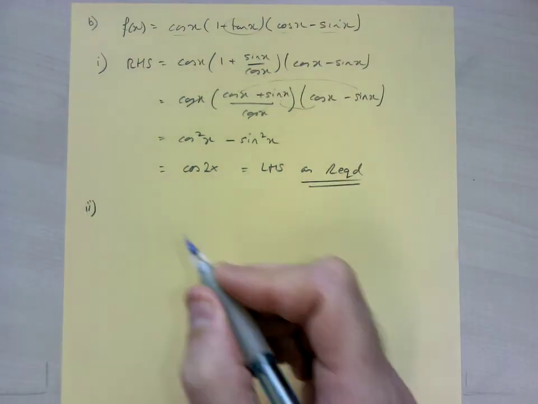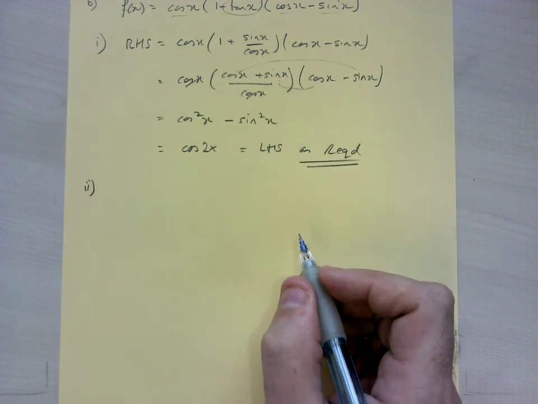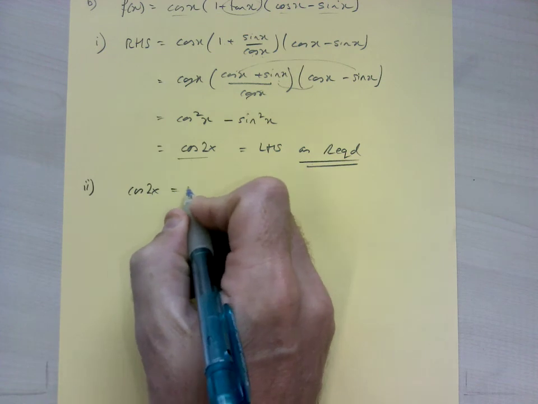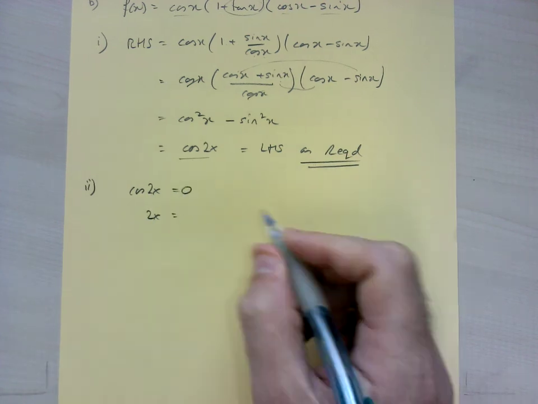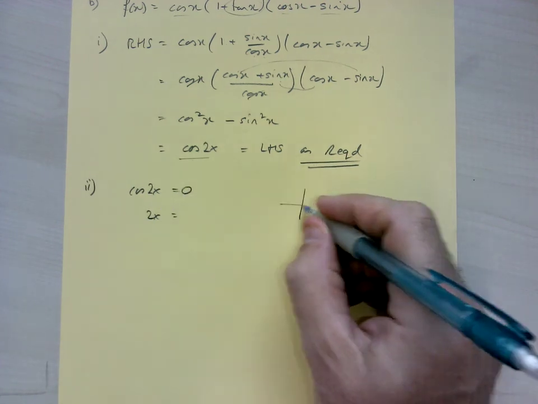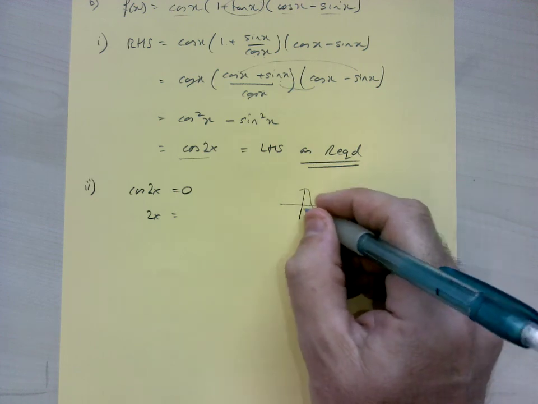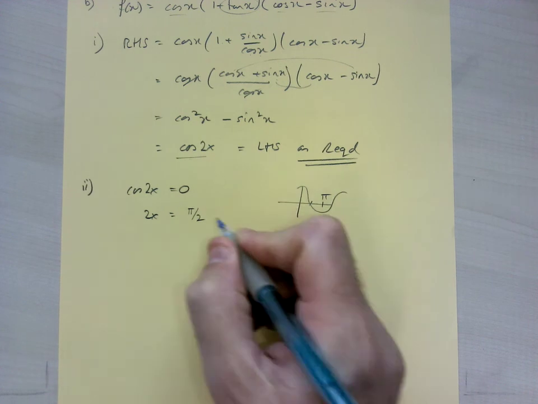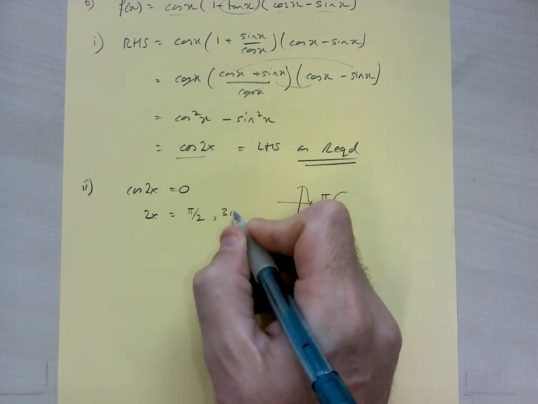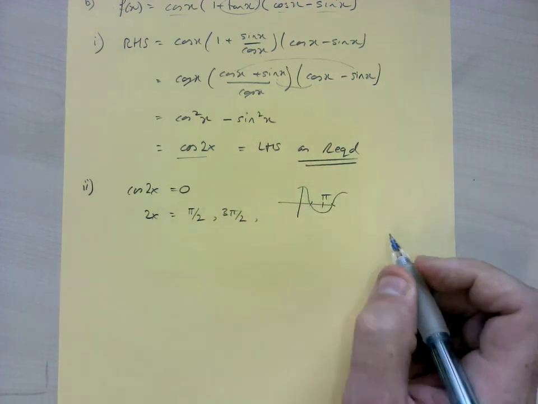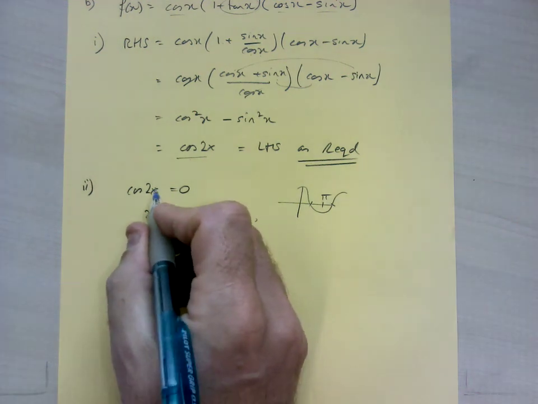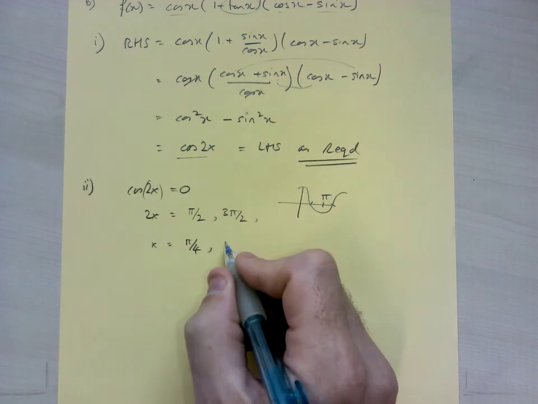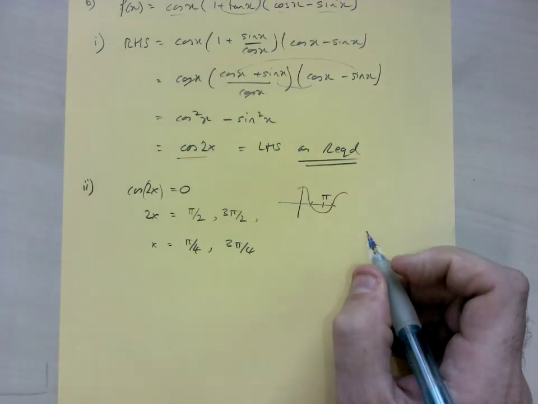Part 2. Hence, or otherwise, solve f of x equals 0. Well, I know f of x is this. So the question is now asking me to solve cos 2x equals 0. Well, let's think, if cos of something is 0, let me just sketch the cos curve. I know that's pi there. Where is it 0? It's 0 at pi on 2, again at 3 pi on 2, and there would be more. I can put more on if I need to. That's 2x, of course. I need x, so x is going to be pi on 4. Divide this one, 3 pi on 4, and there'll be more.